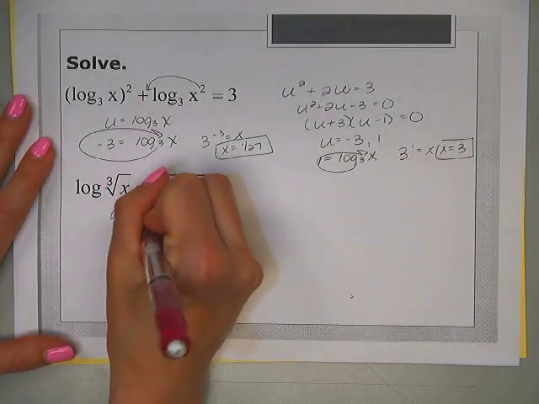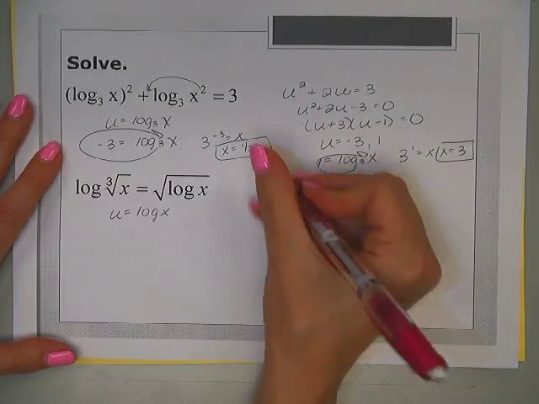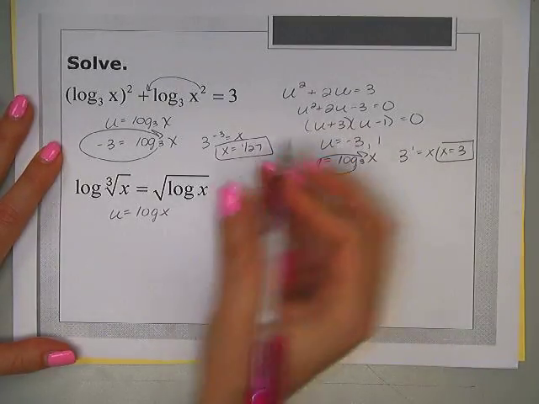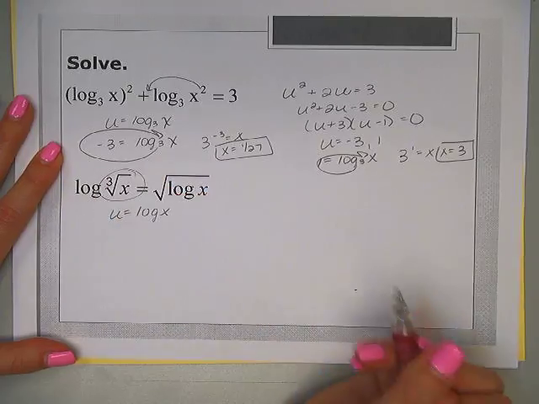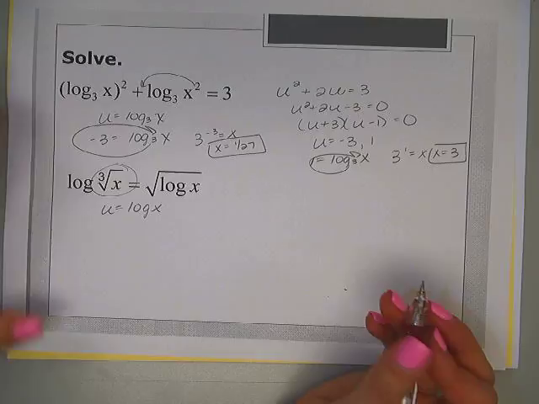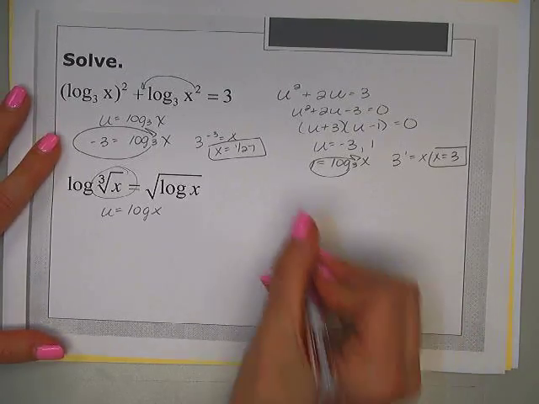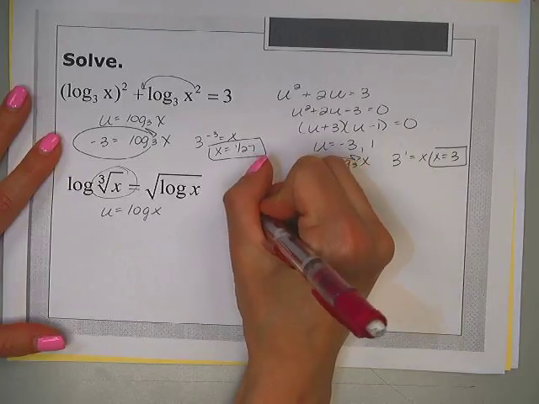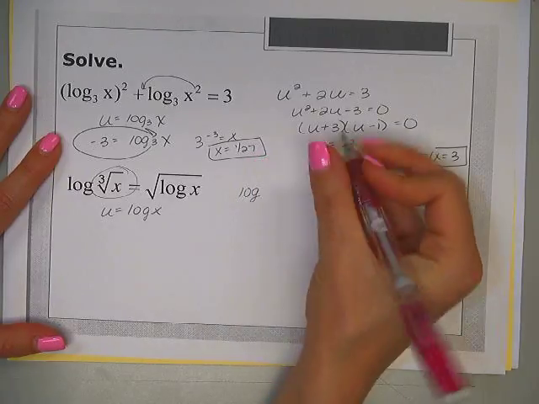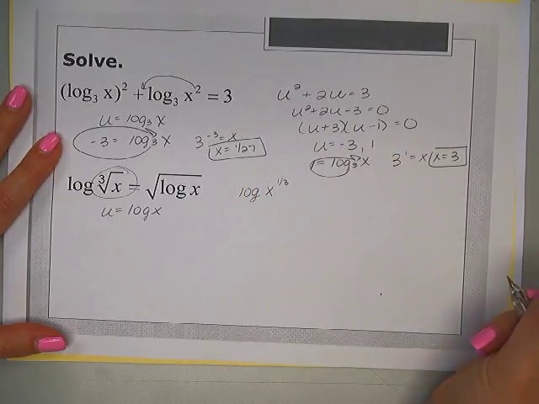Let's substitute in again. Since u is also 1, 1 equals log base 3 of x. And therefore, 3 to the 1 equals x. Log rolling. Therefore, x equals 3. So I have two solutions for x: x equals 1 over 27 and 3. U substitution. Let's do one more using u substitution.